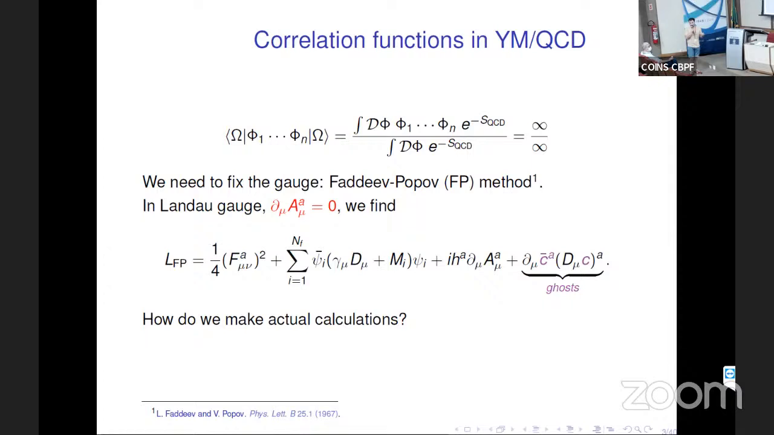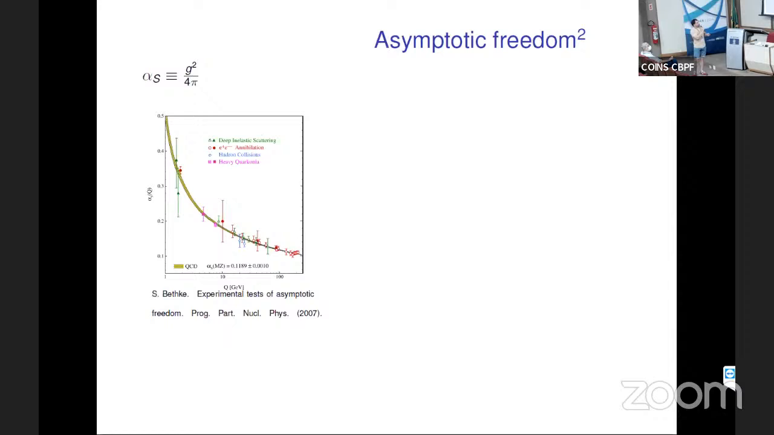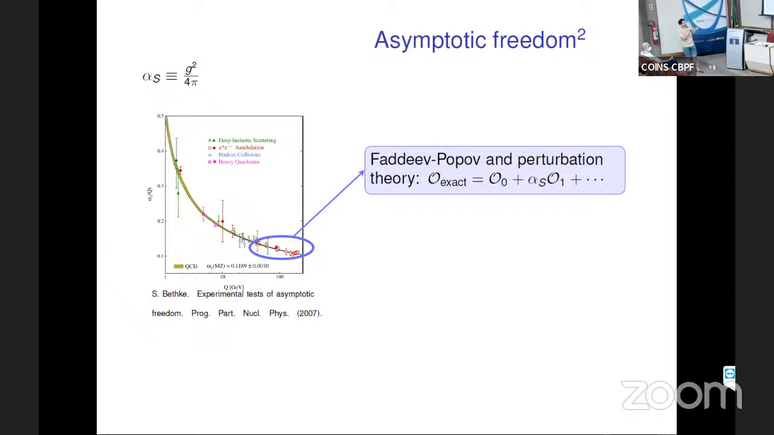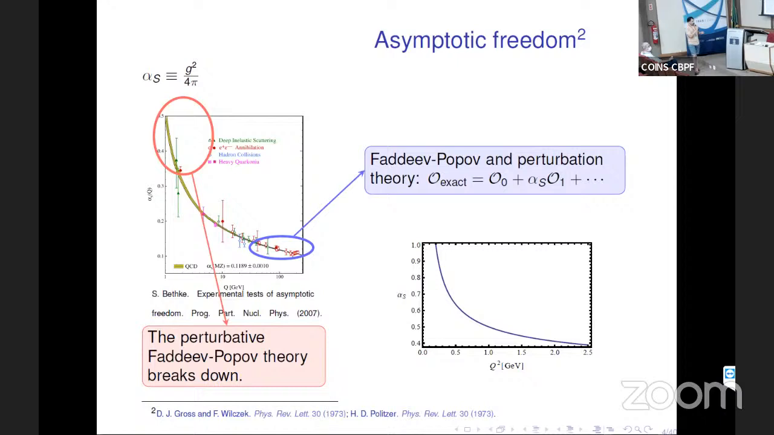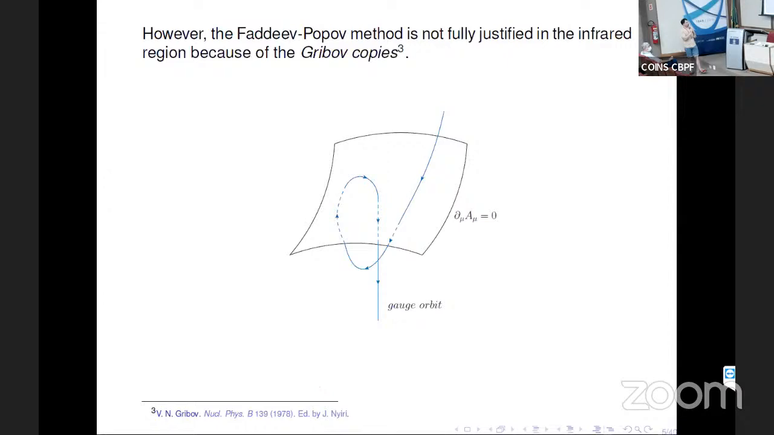Now, how do we make actual calculations with this Lagrangian? Well, first of all, we can exploit asymptotic freedom in the UV. We know that the coupling becomes very small, so we can use just the gauge fixed theory and perturbation theory, and this works pretty well. But when we move towards the infrared, we find that the perturbative Faddeev-Popov theory breaks down. We find a Landau pole, so we need a different approach to deal with the infrared of QCD.